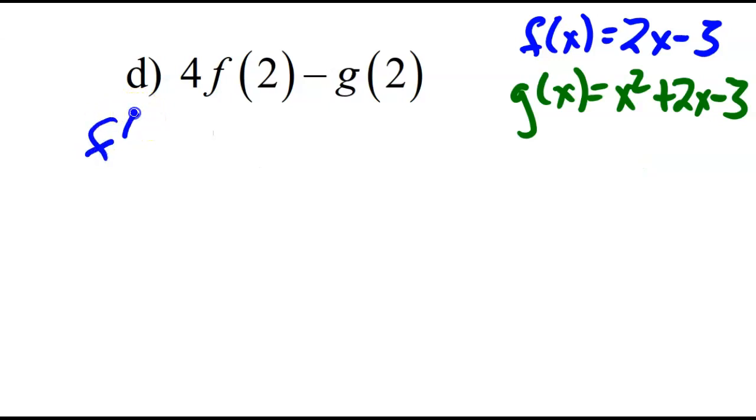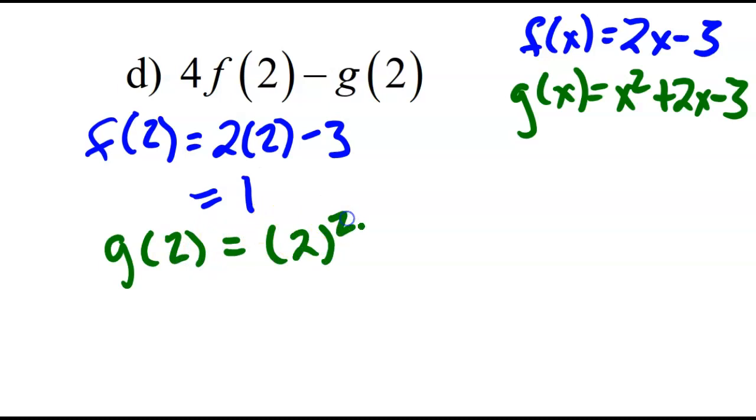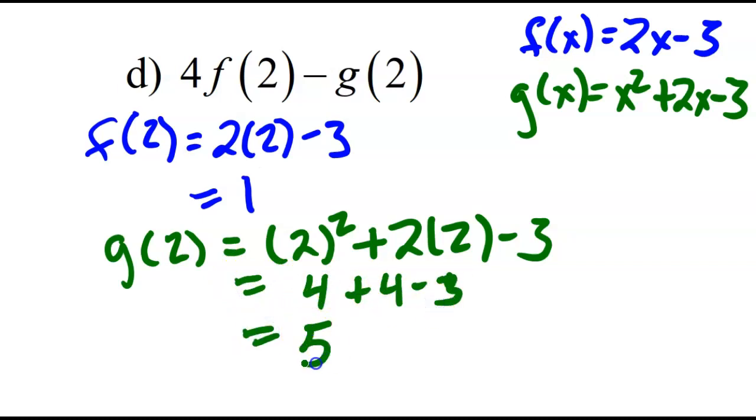So let's look at f at 2. Well, that is replacing x with 2. So 2 times 2 minus 3. So my first value is essentially 1. G at 2, that's 2 squared plus 2 times 2 minus 3, replacing all my x's with 2. That's going to be 4 plus 4 minus 3. So that answer is 5.